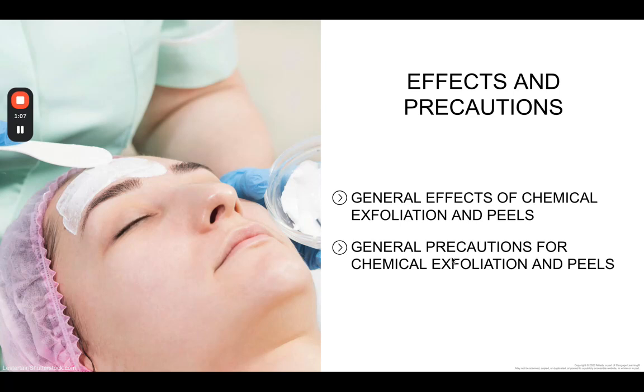Make sure that you consult with your client before applying any type of chemical exfoliation. Also, make sure that you always follow your manufacturer's instructions, and whenever possible, perform a patch test either on the inner arm, inner wrist, inner crease of the elbow, or behind the ear 24 to 48 hours before giving a treatment to watch for adverse reactions to the product.